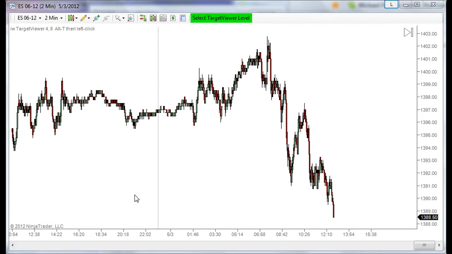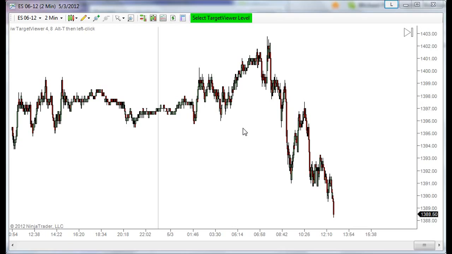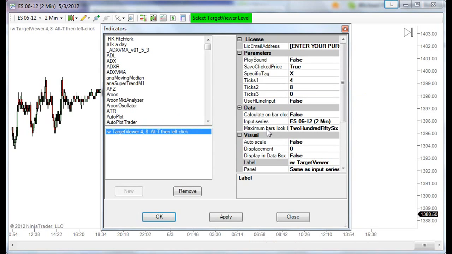Hello, this short video will introduce you to the target viewer indicator and the use of horizontal lines to input your targets instead of the Alt T key click or the button for selecting the target viewer level. So to configure the indicator to look at where your horizontal lines are placed, and use those prices for determination of the levels, let's open up the indicator and make sure that it's configured right.